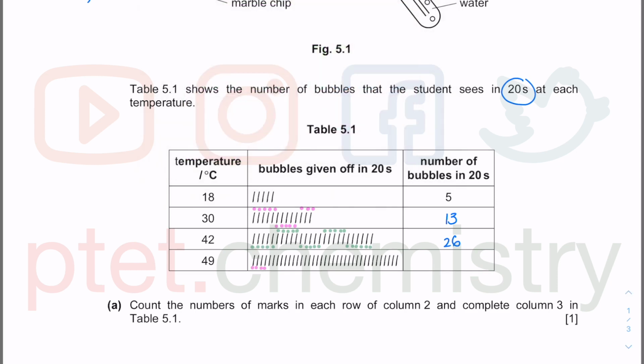1, 2, 3, up to 37. It seems a bit pointless for all of this, but these are easy marks for you to get in 1 minute. Okay, count the number of marks there.